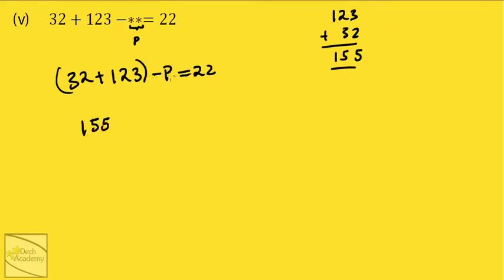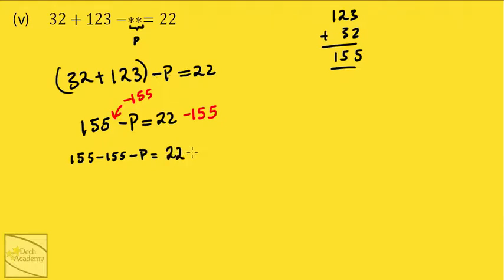Then we have minus p is equal to 22. So what I'm going to do is get rid of the 155 because I only want p on the left hand side. So I'm going to subtract 155 from both sides. And doing that gives, well, let's see, 155 minus 155 minus p is equal to 22 minus 155. Now 155 minus 155 is 0.